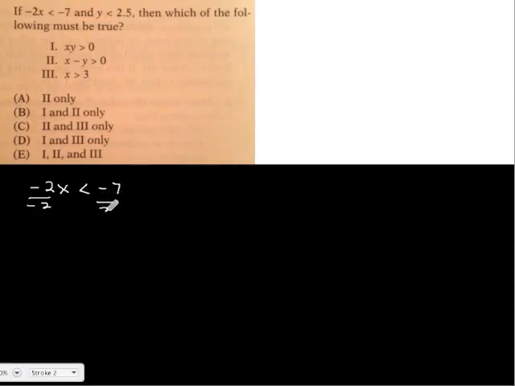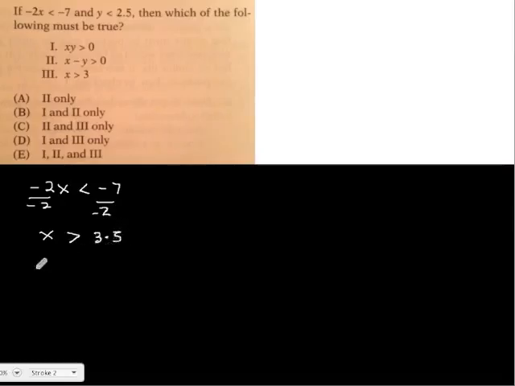Let's try another. This is an inequality problem. If negative 2x is less than negative 7 and y is less than 2.5, which of the following must be true? So let's go back to the question and spend a little bit of time understanding what's given and what we can do with it. My first instinct tells me that if I have negative 2x less than negative 7, then I want to divide both sides by negative 2. And x, don't forget to flip the sign, is positive 3.5.